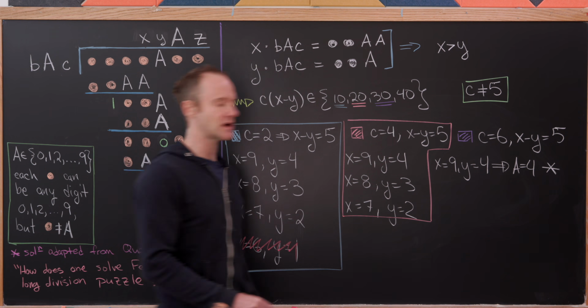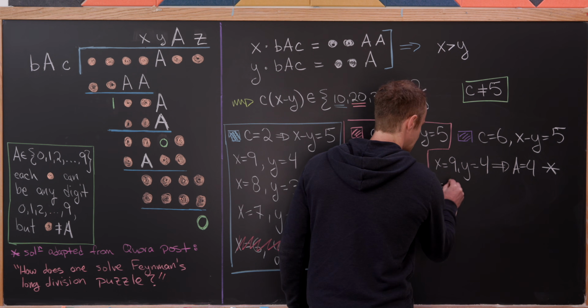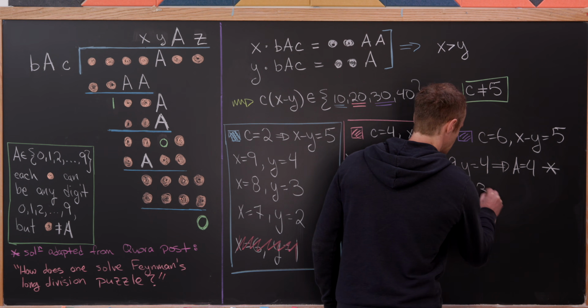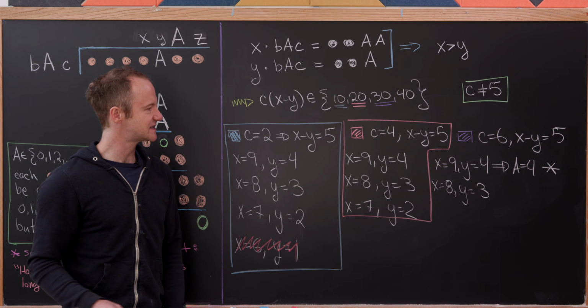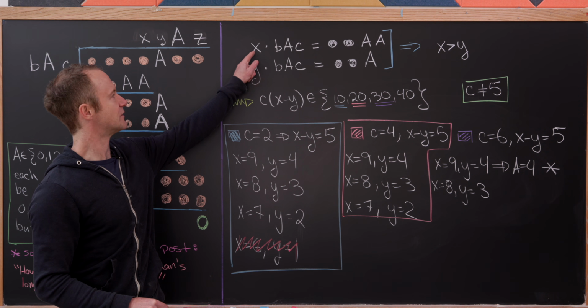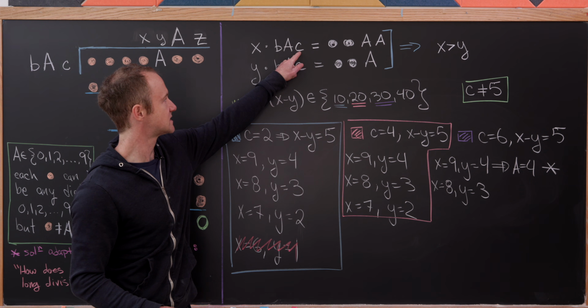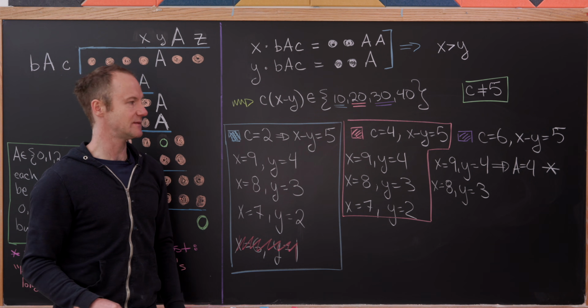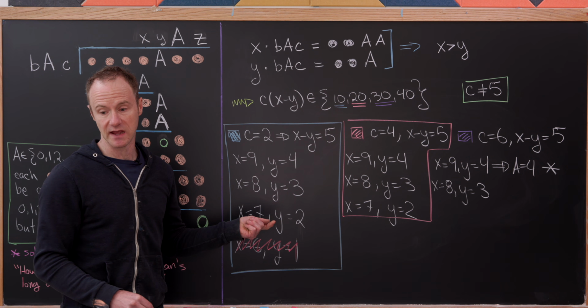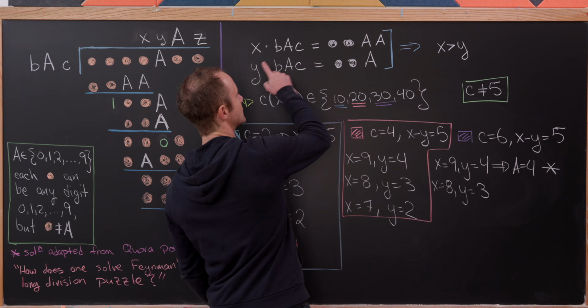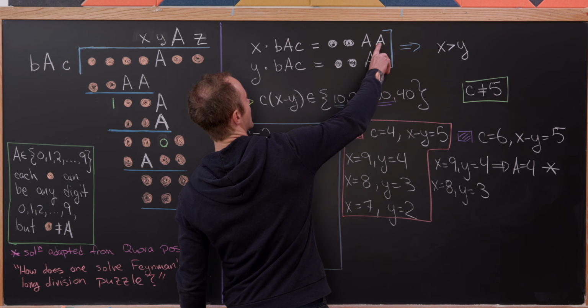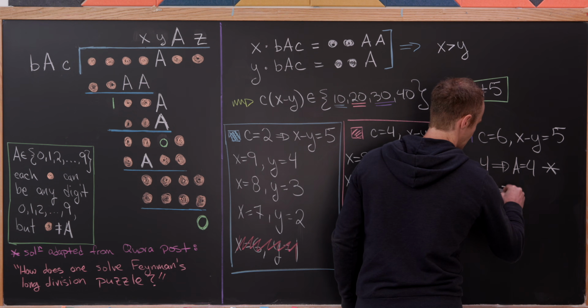Okay, so now moving on to the next possibility, which is x is equal to 8, y is equal to 3. But we can do a similar analysis here. So if x is equal to 8, and then c is equal to 6, well, 6 times 8 is 48, but that means that a is equal to 8 based off where the a is in this digit right here.